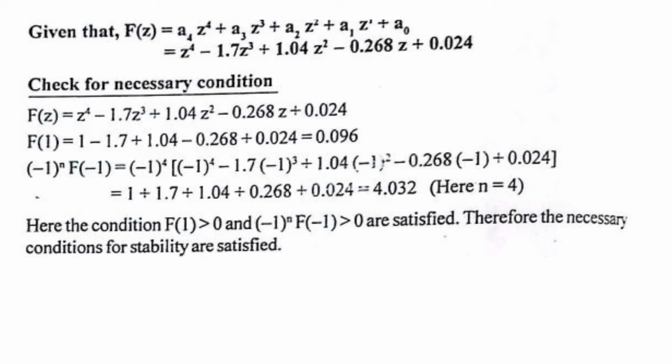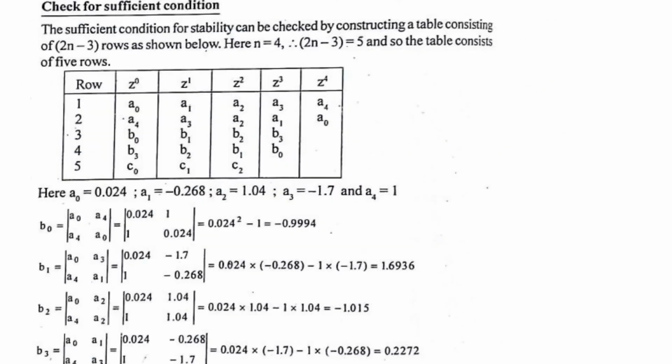Next, we'll move on to the sufficient condition. We need to find out how many rows there are: 2n minus 3, where n is 4, because the highest power of your characteristic equation is z raised to 4. So 8 minus 3, you have 5 rows. The first row should be the coefficients of z0, z1, z2, z3, z4. The second row will be just the reverse.